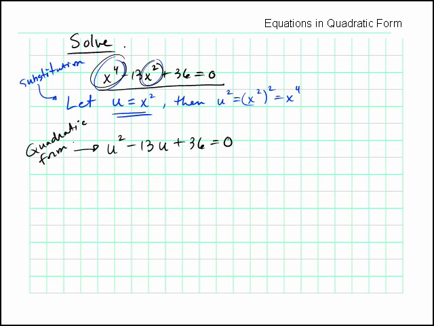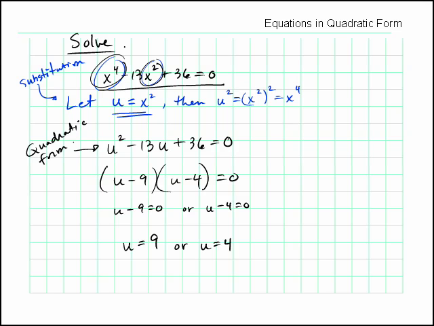But at least in this form, I can solve this equation as a quadratic equation. I could either use the quadratic formula, or if it factors, I could solve it by factoring. And this one happens to factor. The two numbers that multiply to a positive 36 but add up to a negative 13 would be minus 9 and minus 4. And so u minus 9 equals 0, or u minus 4 equals 0. u equals 9, or u equals 4.